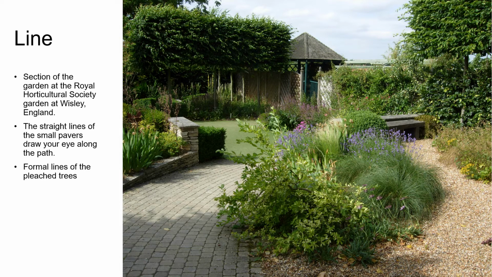The lines of the path in this photo are more curvilinear than the ones that we saw in the previous photos, so our eye doesn't move through this landscape as fast as it would if the lines were straight. The plantings in this section of this garden are quite natural, and a sense of enclosure is created with the pleached trees back at the top here and here.